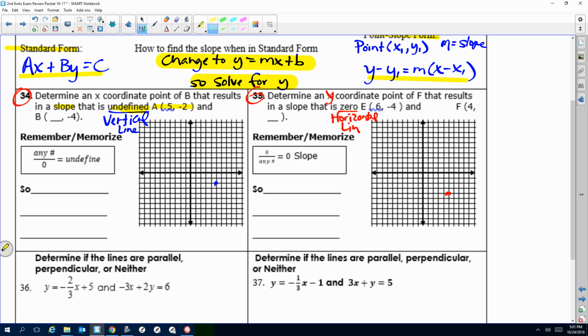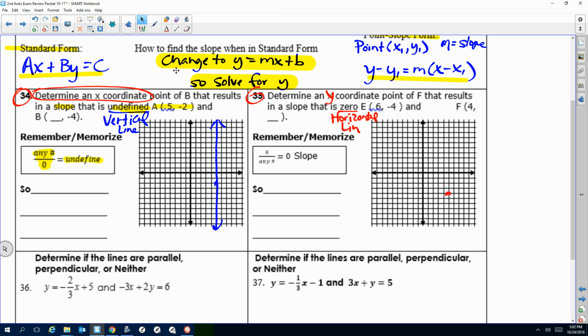We're using this point here. So we're trying to determine the x-coordinate. That's what we're trying to solve. So I went ahead and plotted that point. If it's undefined, you need to know that that is a vertical line. So you're going to be expected to draw that vertical line, and then also memorize or know that if it's an undefined slope, then it will be any number over 0. Always equals an undefined slope.